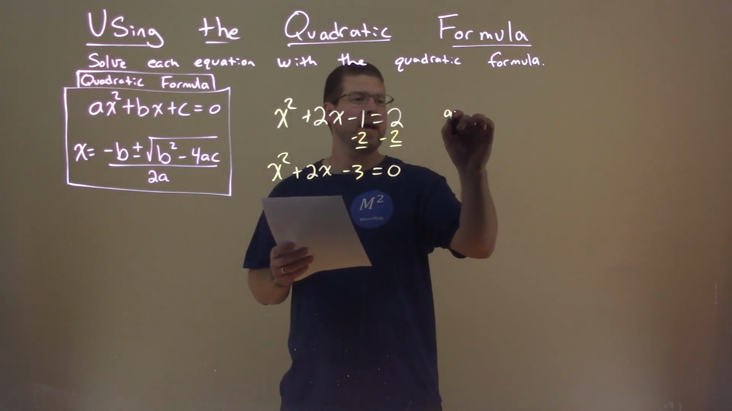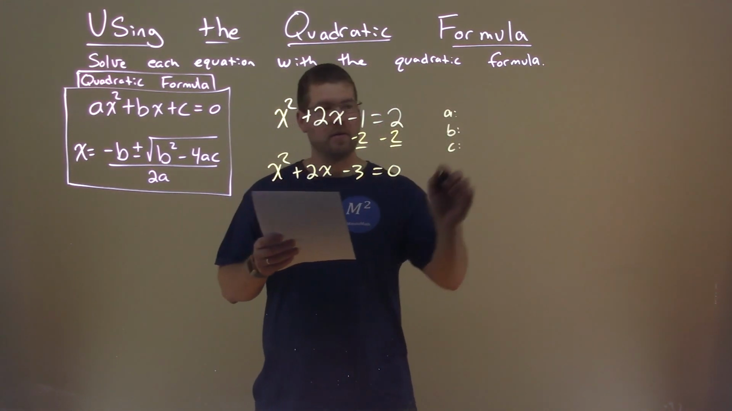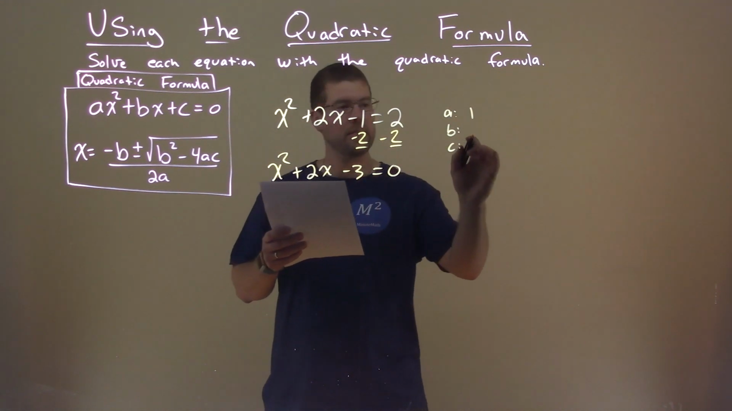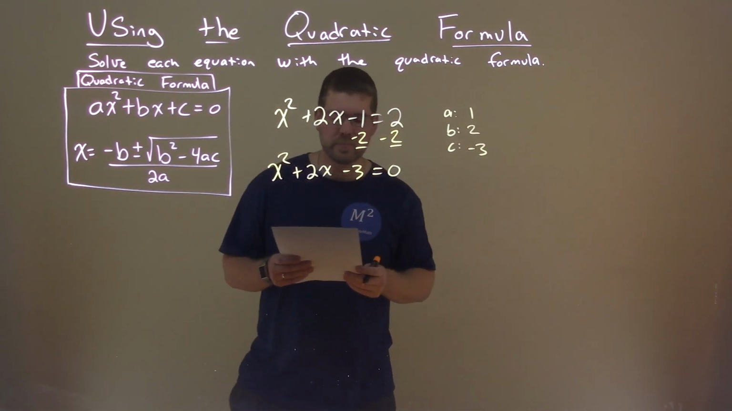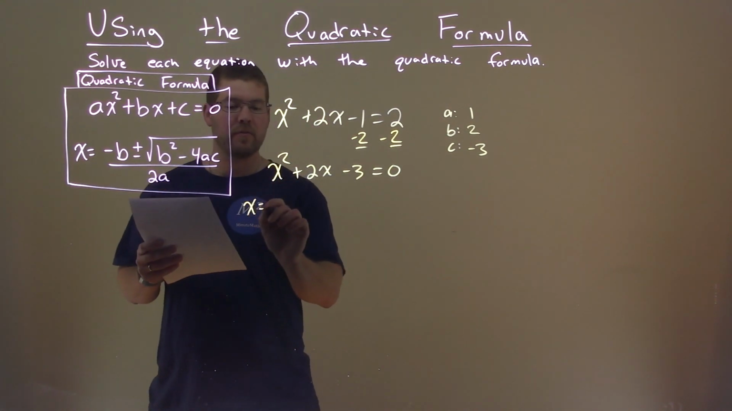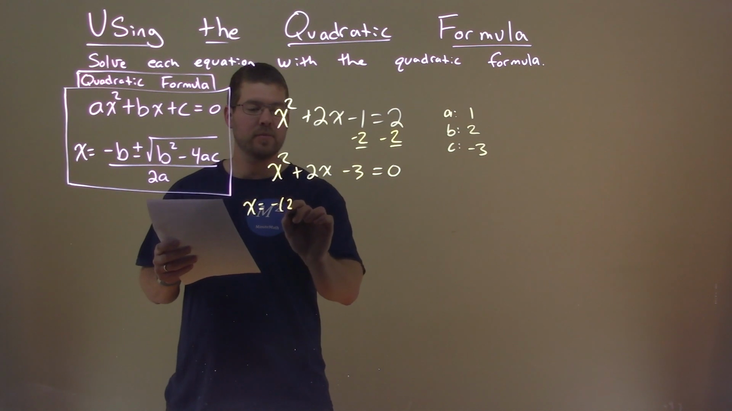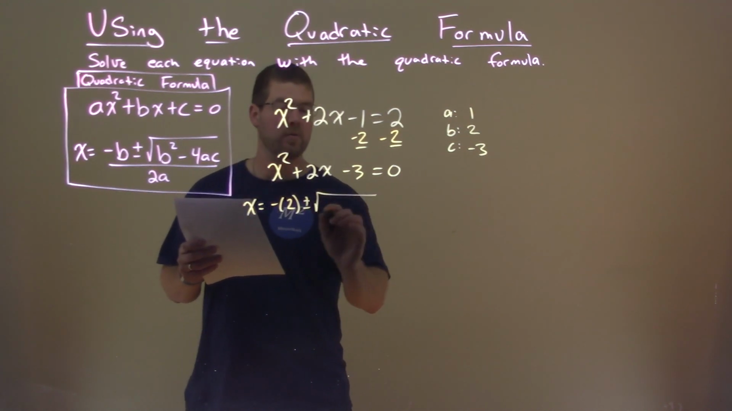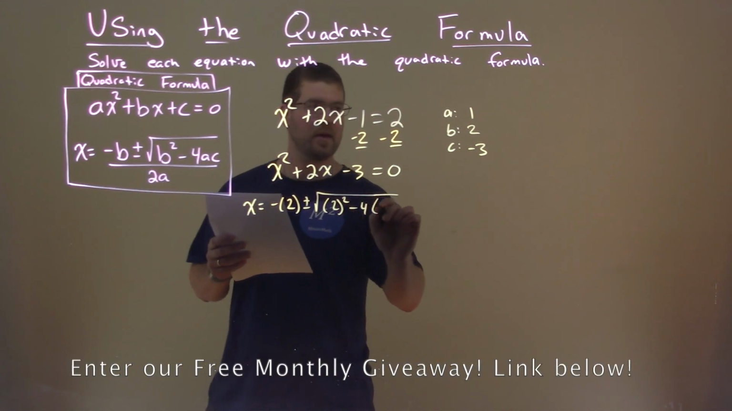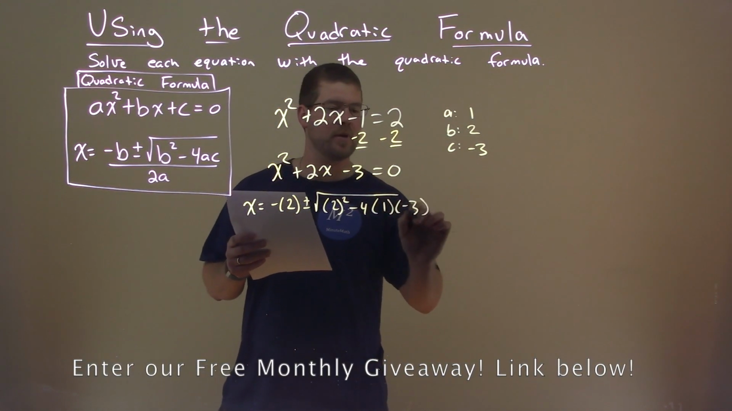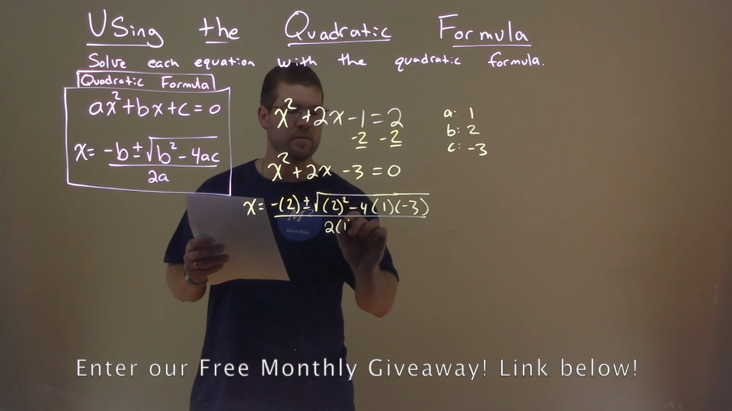I now want to find my a value, my b value, and my c value. A value is 1 here, b value is 2, and c value is a negative 3. So now I'm going to use my quadratic formula and plug in our values. We have a negative b, which is 2, plus or minus the square root of b squared, so 2 squared, minus 4 times a, which is 1, times c, which is a negative 3, all over 2 times a, which is 1.